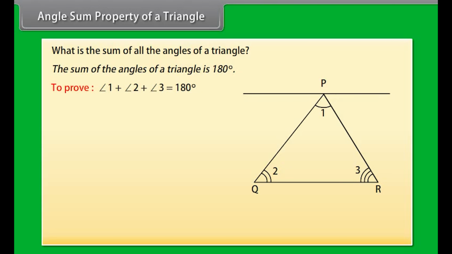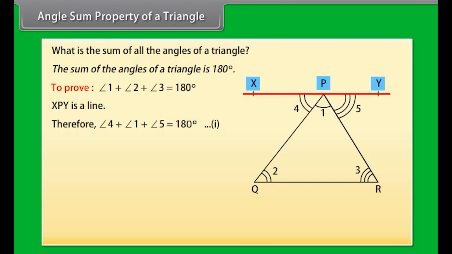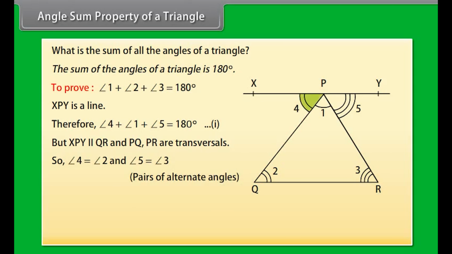Let us draw a line XPY parallel to QR through the opposite vertex P. Now XPY is a line, therefore angle 4 plus angle 1 plus angle 5 is equal to 180 degree. Mark it as 1. But XPY is parallel to QR and PQ, PR are transversals. So angle 4 is equal to angle 2 and angle 5 is equal to angle 3 because these are pairs of alternate angles.